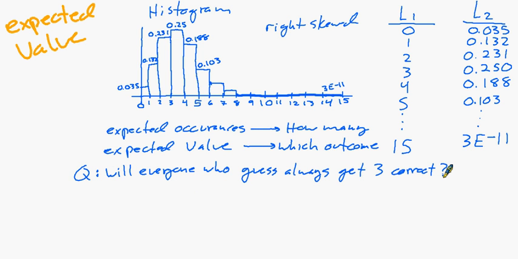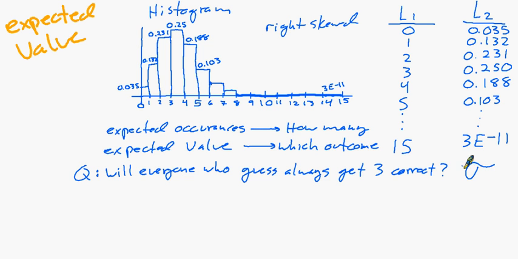Will everyone who guesses always get 3 correct? Now this is actually the same question really that I asked before. Will it always be 3? No. We're talking about probability, random events. You won't always get 3, right? There's going to be a distribution. We know that. So this is getting back to that idea of variation, of standard deviation.